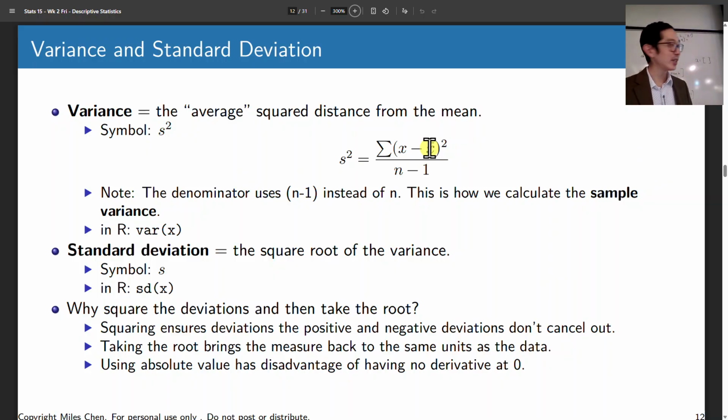But anyway, we calculate the variance in R by typing in var of our vector x. Our vector x has our values, okay? And then the standard deviation is the square root of that, and that's just found by doing SD, okay? So you just take whatever this is, throw it inside the square root, okay? And you might wonder, why are we bothering taking the square here and then taking the square root?